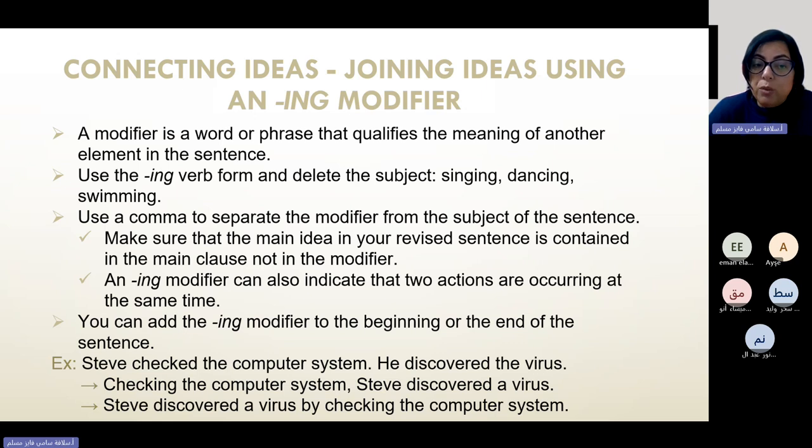An ing modifier can also indicate that two actions are occurring at the same time. You can add the ing modifier to the beginning of or the end of a sentence.